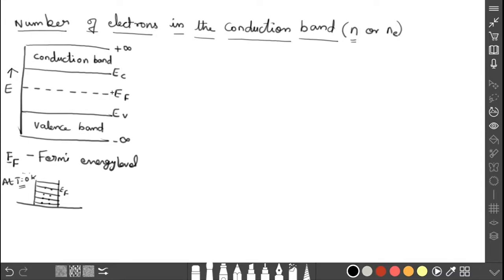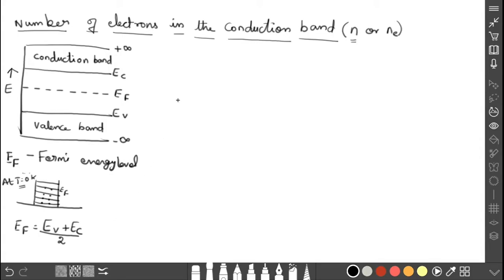In the case of an intrinsic semiconductor, the Fermi energy level lies exactly in between the valency band and the conduction band. So EF can be written as EF is equal to EV plus EC divided by 2. This also we will solve in the next class.